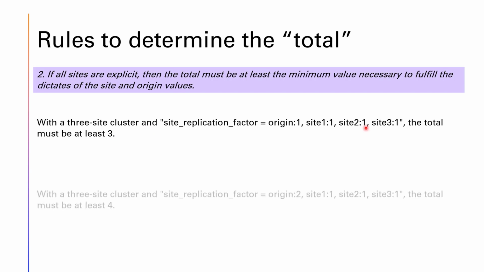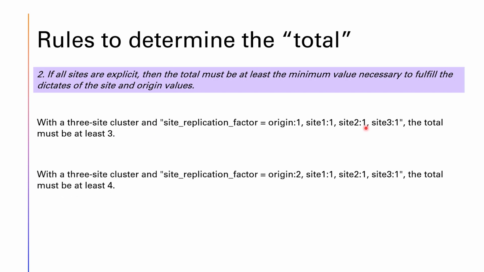Now let's take another example, which is a little bit complex. Let's say I have the same 3-site cluster with this particular replication factor. Origin is 2, site 1 is 1, site 2 is 1 and site 3 is 1. Then in this case, what will become my total value? Let us think about this one.